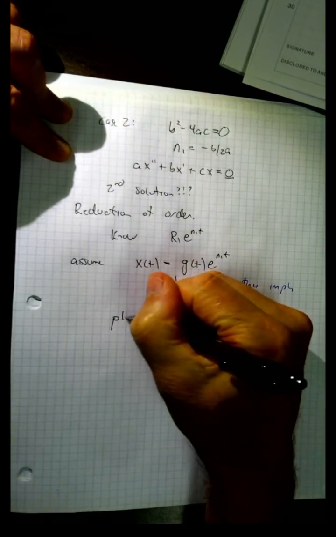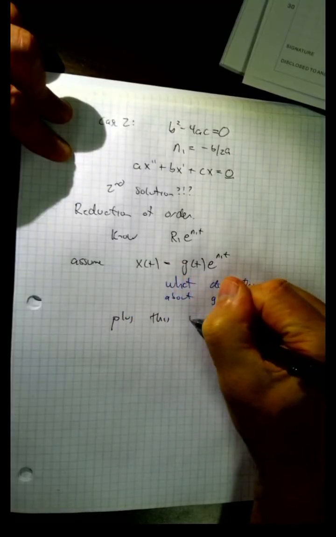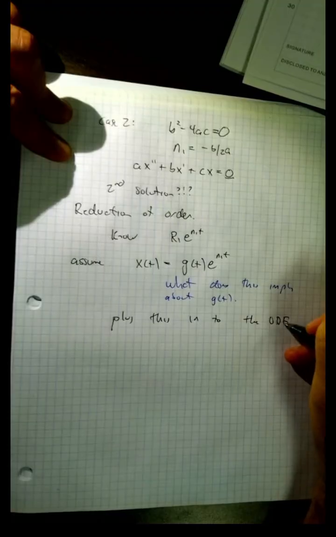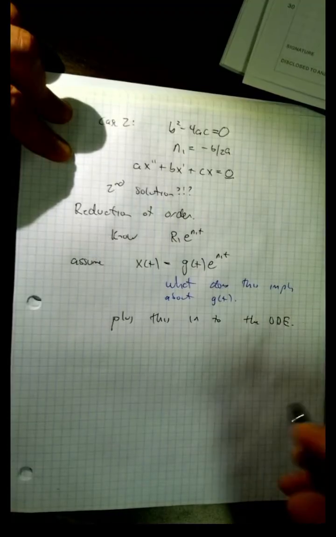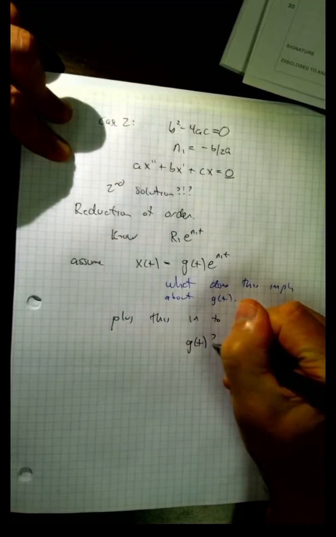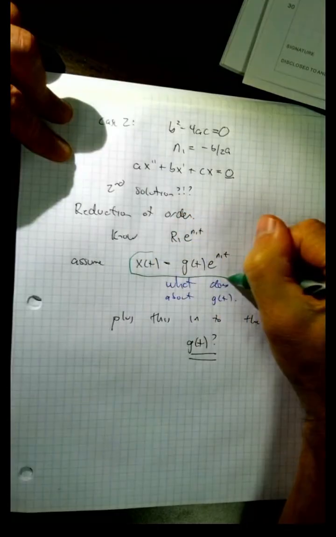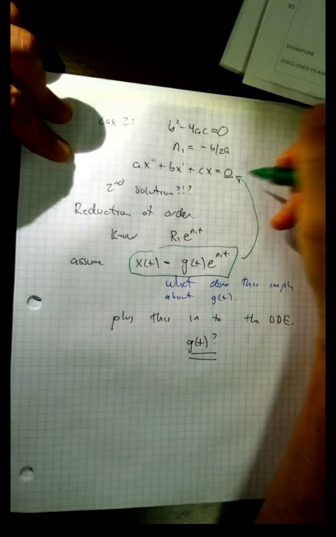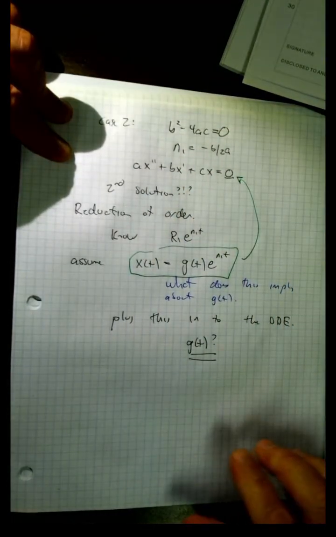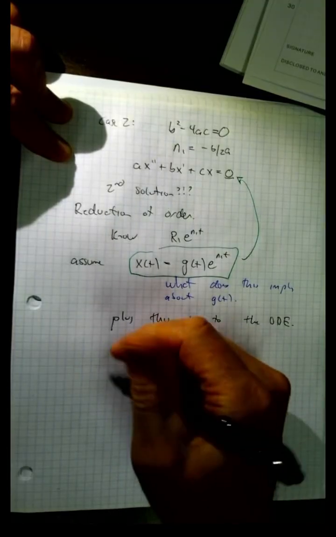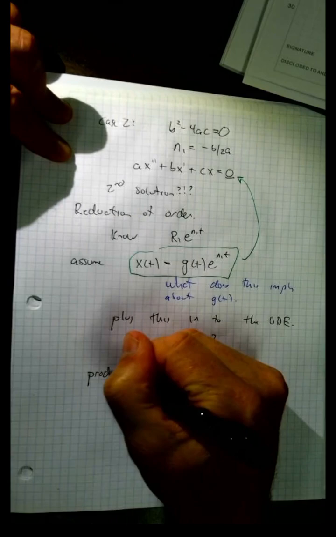So I'm going to plug this into the ODE and see what it implies on g. I'm going to focus on g of t with the idea that this thing right here, I want it to be a solution to my differential equation. All right. Keep in mind, I'm going to have to use the product rule.